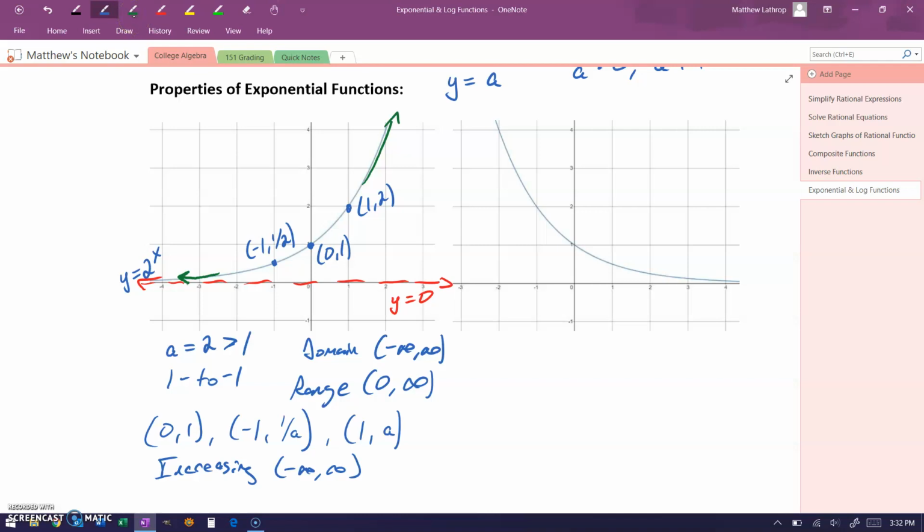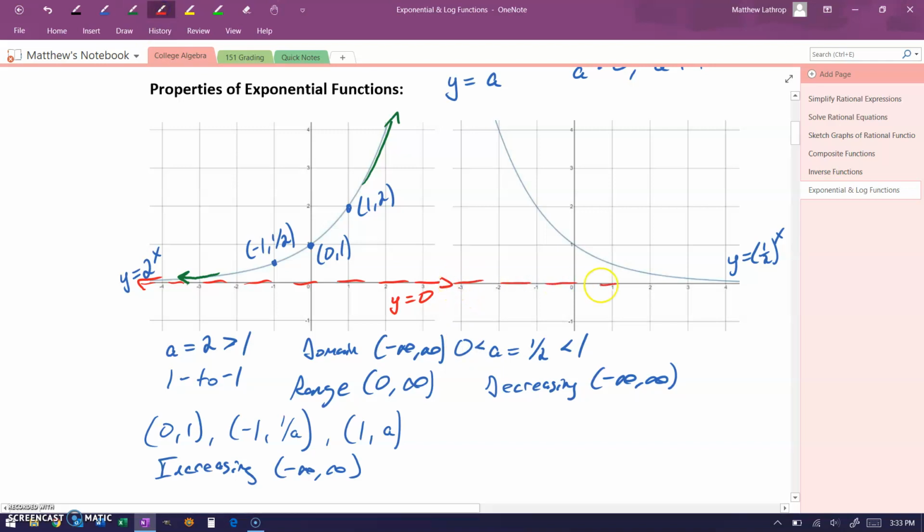On the right, what we have is the graph of y equals 1/2 raised to the x power. So now we're dealing with a case where a is equal to 1/2, which is less than 1. In that case, we can see what changes is that our function is now decreasing on negative infinity to infinity. So whenever our exponential function has this value a, which we refer to as its base, somewhere between 0 and 1, then our function is going to be decreasing. We still have this same horizontal asymptote, but the end behavior has shifted.